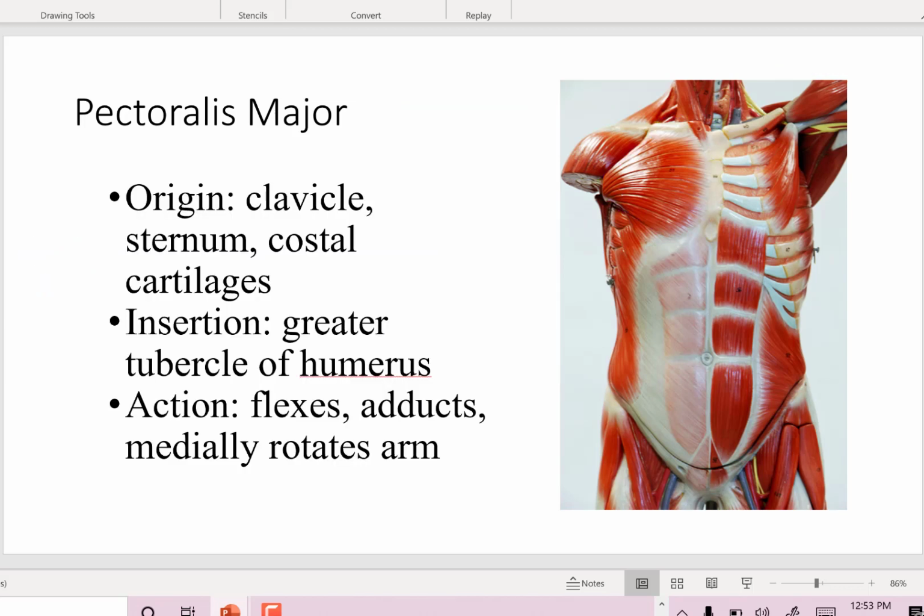So again, the pectoralis major, I've already gone over the origin, insertion, and action. These PowerPoint slides, you might want to use them to make flashcards. You may want to put the name of the muscle and a picture of the muscle on one side, and then on the other side, the origin, insertion, and action.